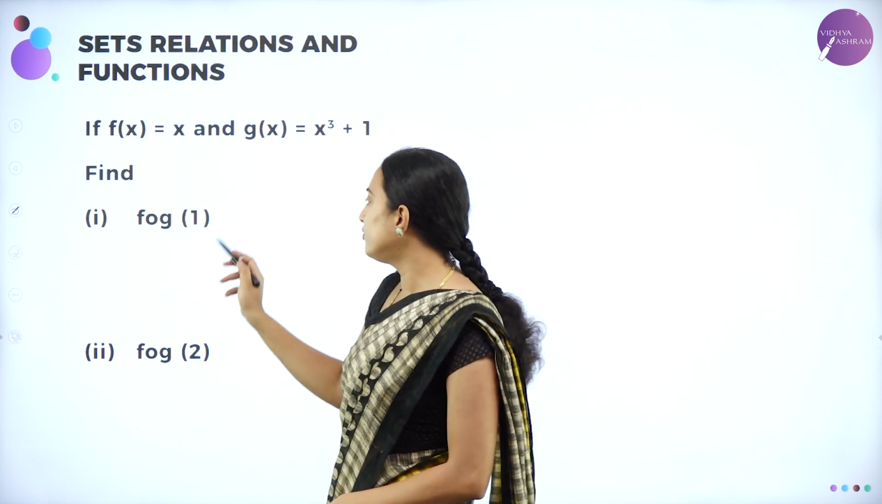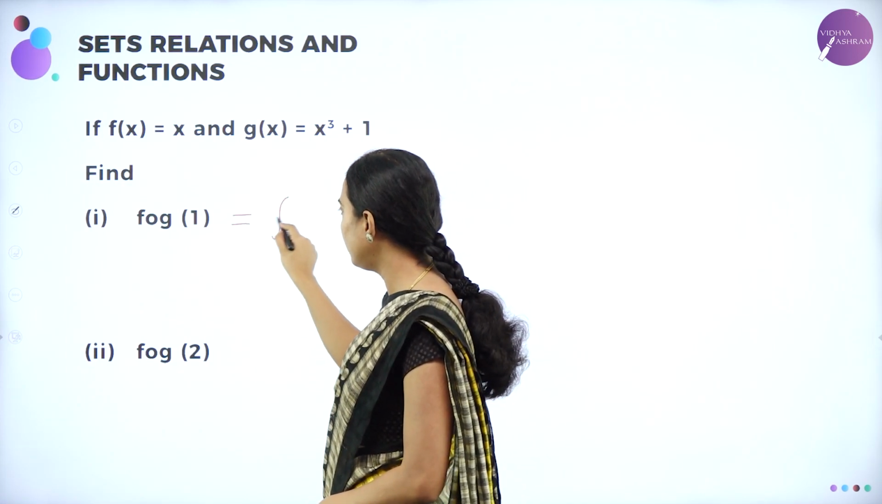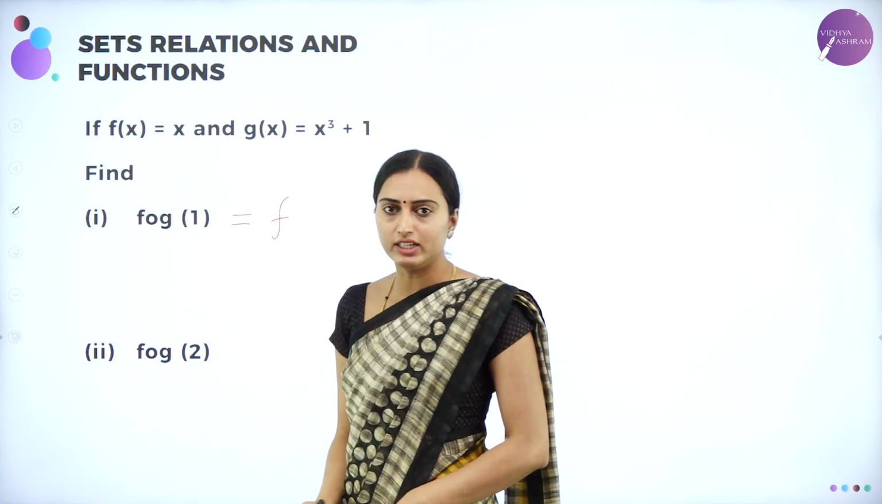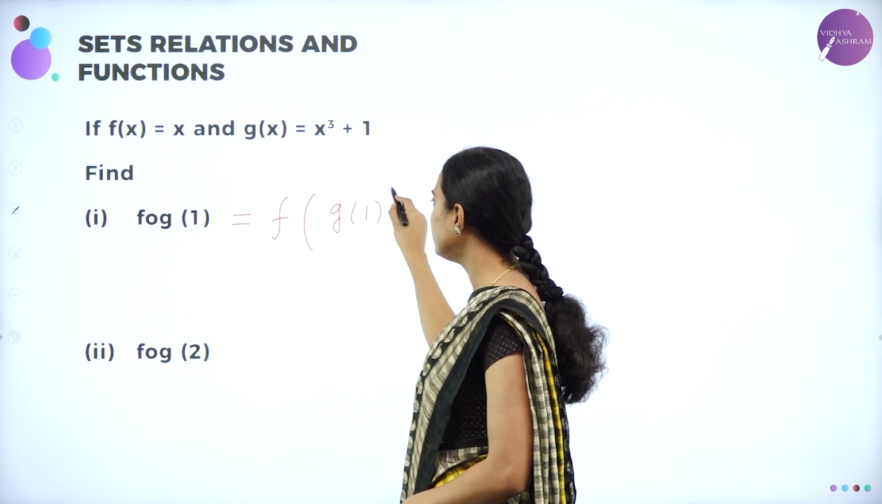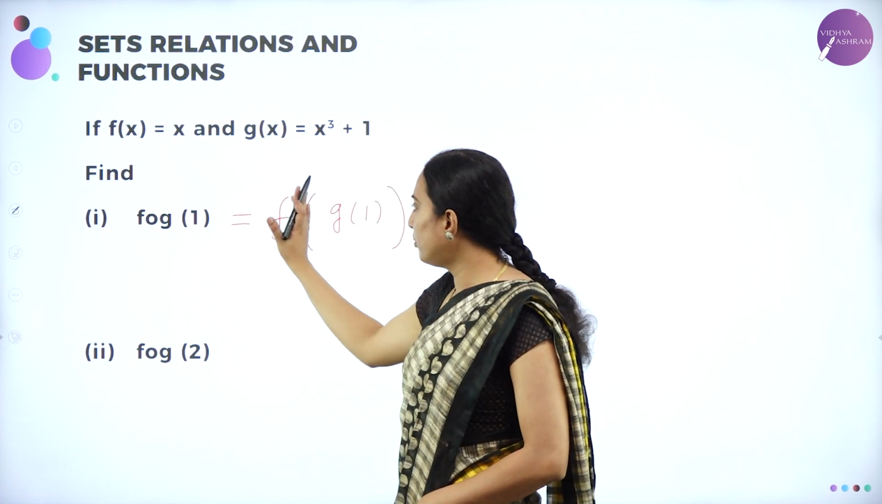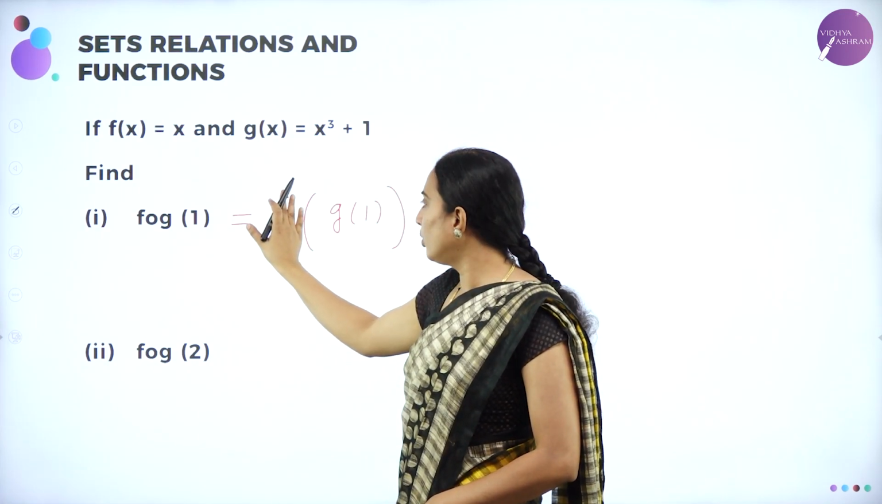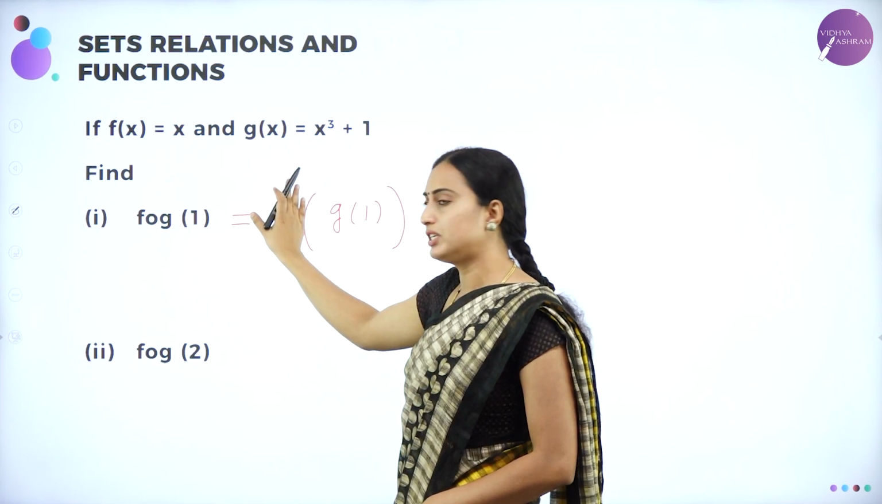I am going to write f of g of 1 like this. Instead of that I am going to put a bracket: f of g of 1. Now, leave aside the outside bracket. You are going to see only the inside bracket, which is nothing but g of 1.